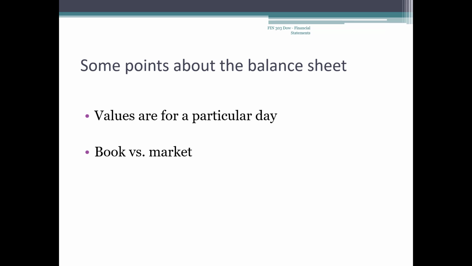For the most part, values on the balance sheet are what are known as book values. That is, they are from the financial books and based on historical data. For example, if the company buys a piece of land, its book value is determined by what the company paid for it, not by what it could sell it for in the market now.